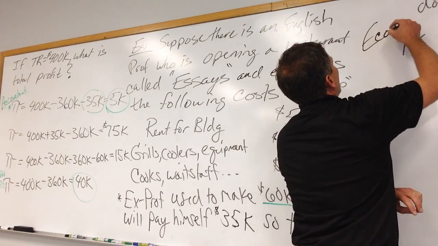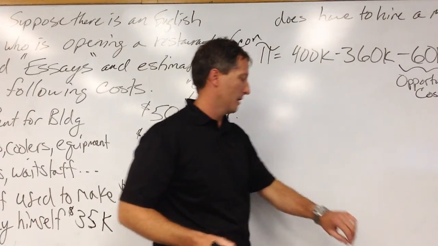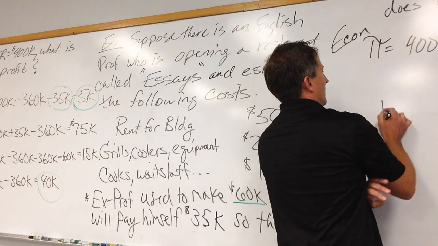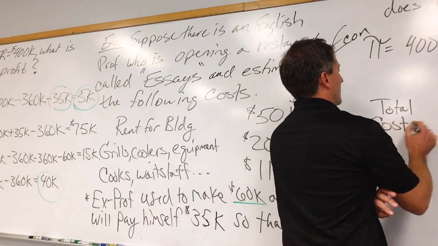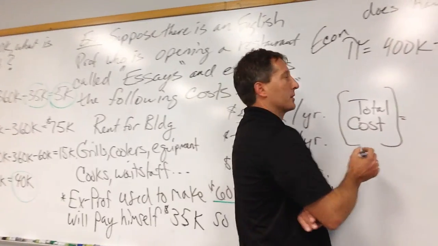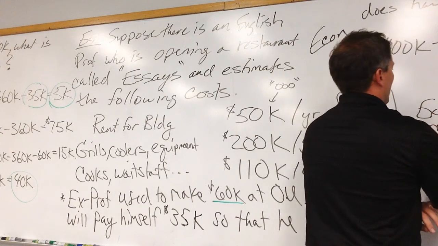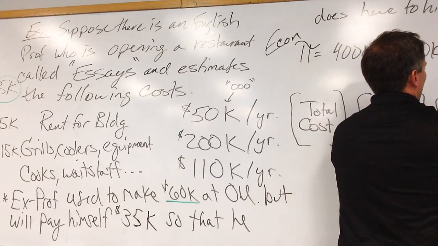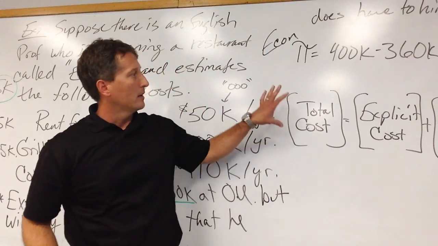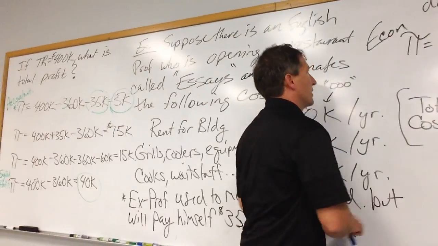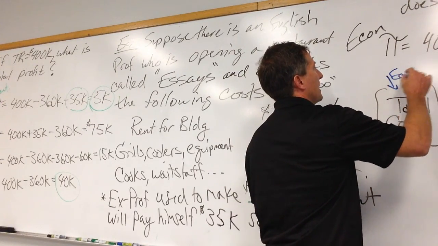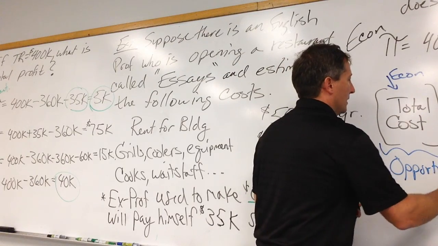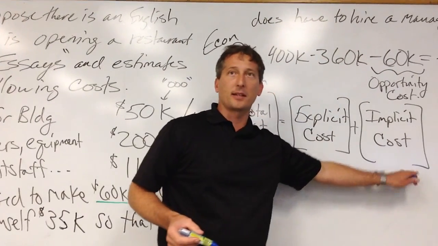All right, so this is the econ way of doing it. This is what we call economic profit. And the lesson here is that our total cost from an economic standpoint, TC, is equal to explicit cost plus implicit cost. Total cost for the econ way of looking at it. So econ total cost becomes opportunity cost when we include both explicit and implicit cost.